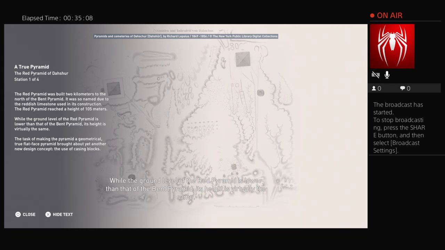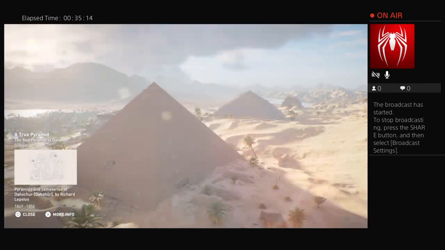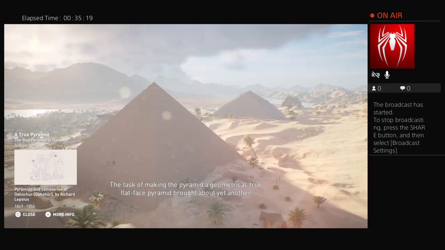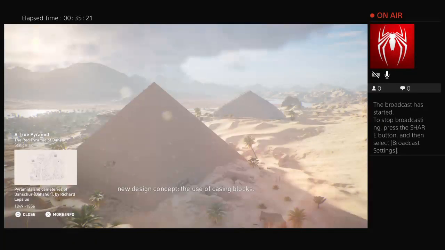While the ground level of the Red Pyramid is lower than that of the Bent Pyramid, its height is virtually the same. The task of making the pyramid a geometrical, true flat-face pyramid brought about yet another new design concept: the use of casing blocks.